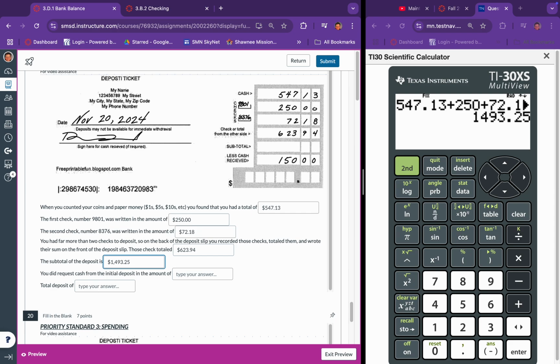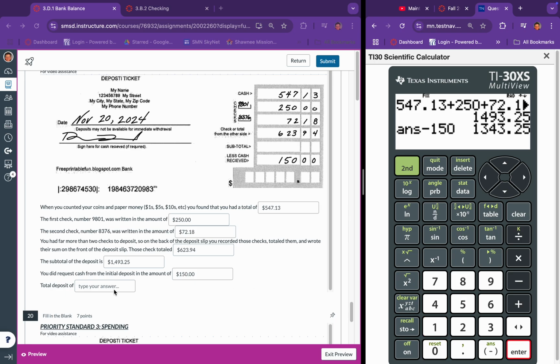You walked into the bank with $1,493.25 and this deposit slip. So you filled out the deposit slip. You have all this money. You hand it all to the bank teller. And then you say to the bank teller, I would like $150 cash back. I would like $150 to put in my wallet. So you're asking for $150 back. So the teller gives you $150 back. So that comes out of the deposit because you really didn't put that into the bank.